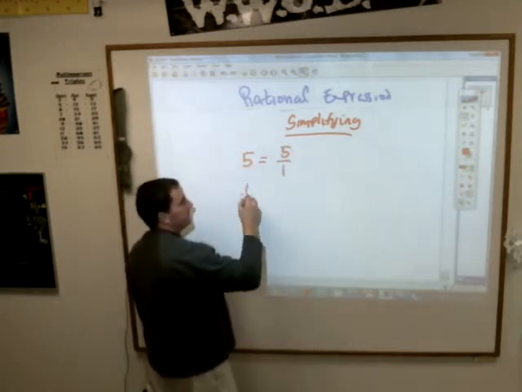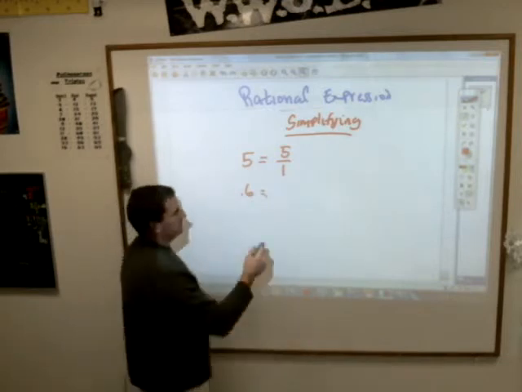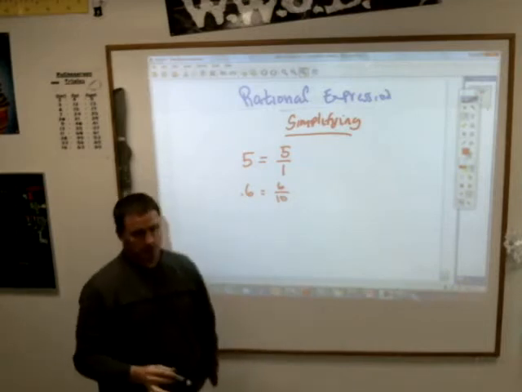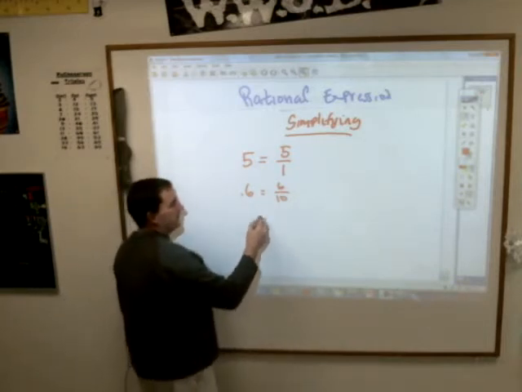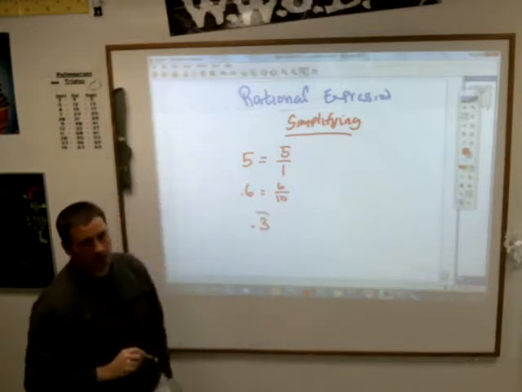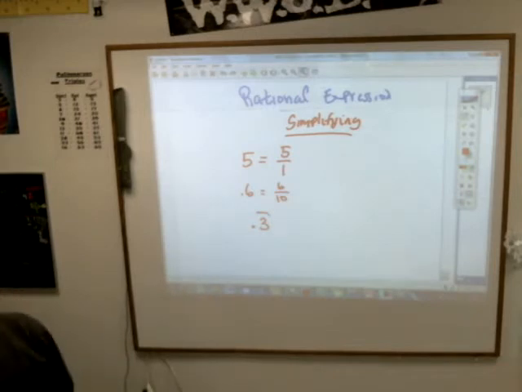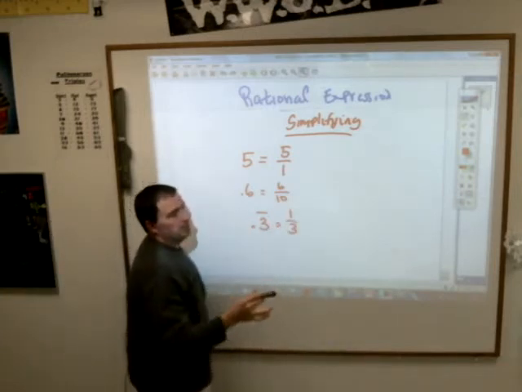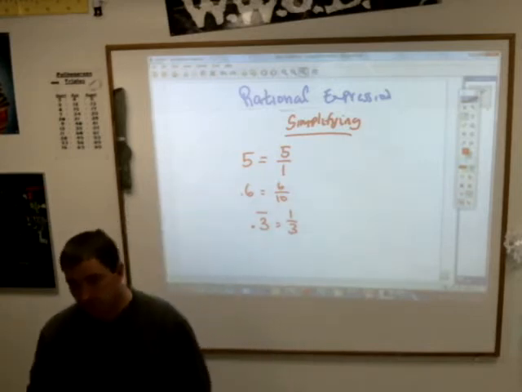Is 0.6 a rational number? Yes, because the decimal 0.6 is the fraction 6 over 10. Any number that can be made a fraction is a rational number. Is 0.3 repeating a rational number? Yes, because 0.3 repeating is the same as the fraction 1/3. Okay, any repeating decimal came from a fraction somewhere.